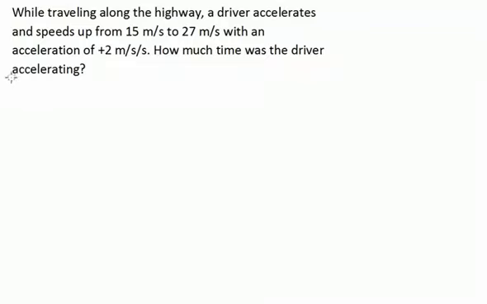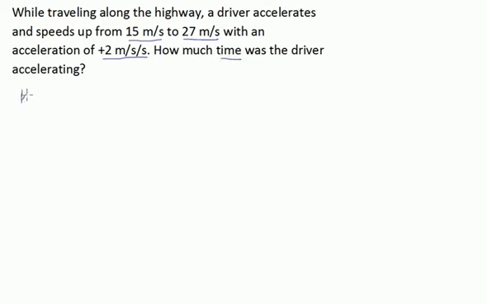Alright, we'll take a sample problem here. We're going to try to solve for the time something accelerates. So let's read through the question. While traveling along the highway, a driver accelerates and speeds up from 15 meters per second to 27 meters per second with an acceleration of positive 2 meters per second squared. How much time was the driver accelerating?